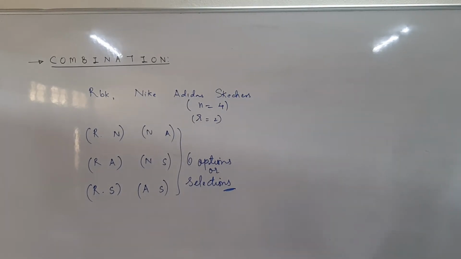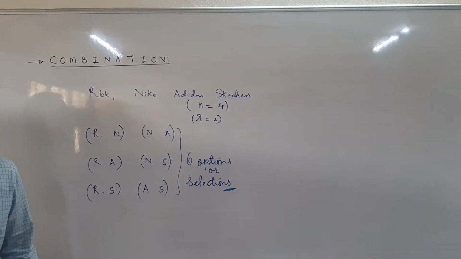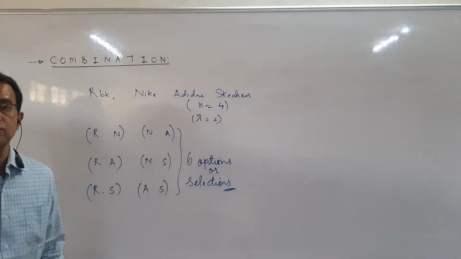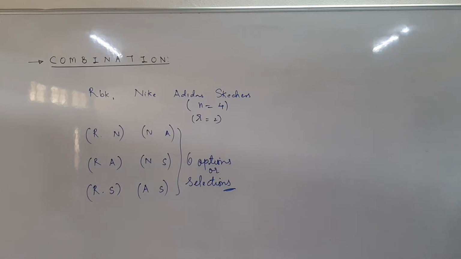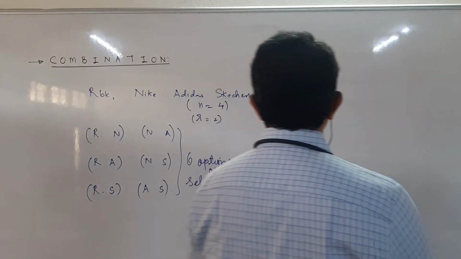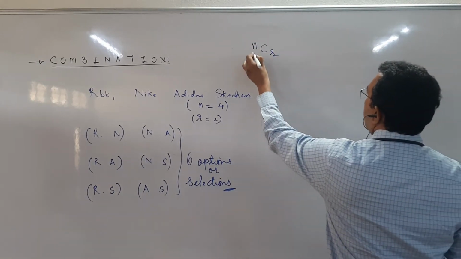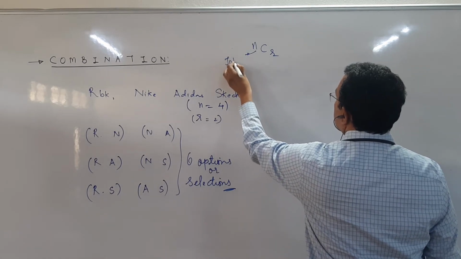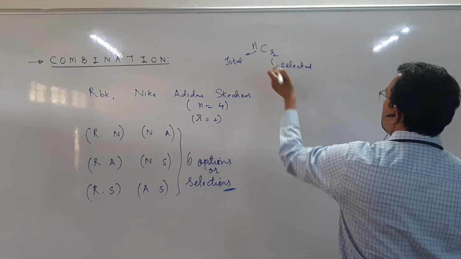So what is the formal definition of combination? The total selections of R things in any order out of given n things are called combinations of R things. I repeat: the total selections of R things out of given n things are called, students, combinations of R things, and it is denoted by NCR. N stands for total given things, R stands for selected things, and of course C is combination.